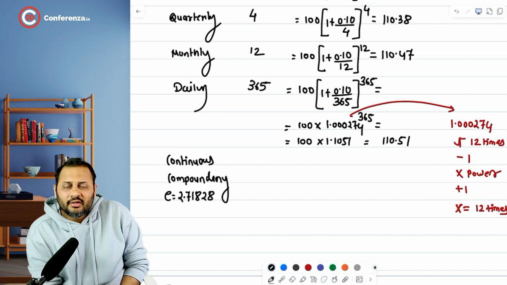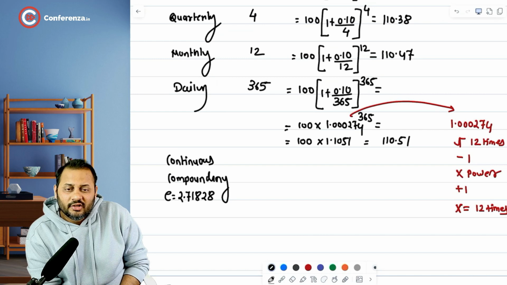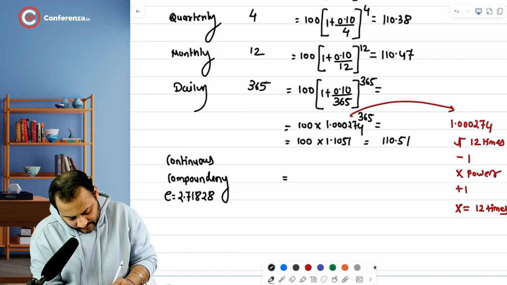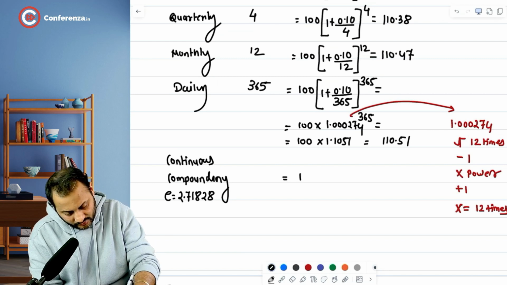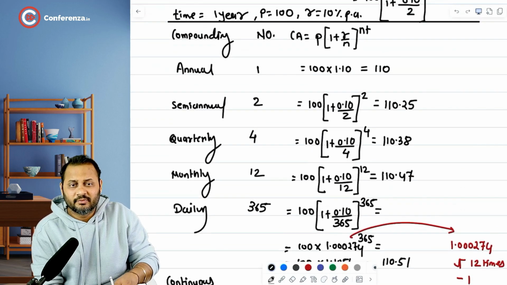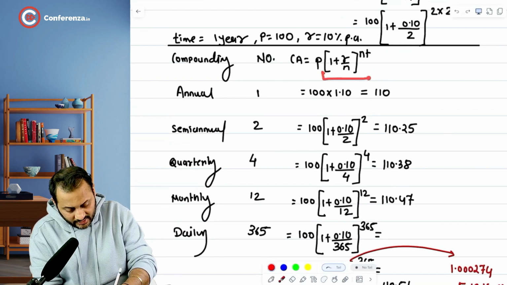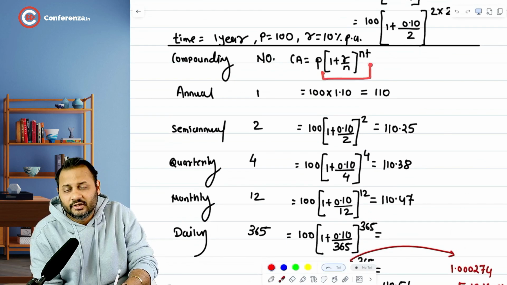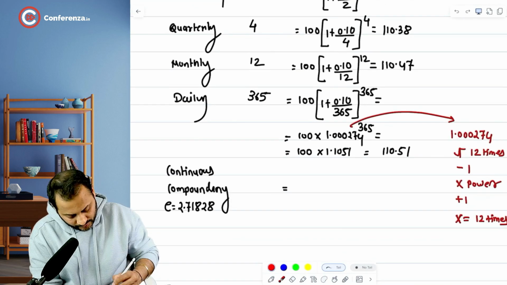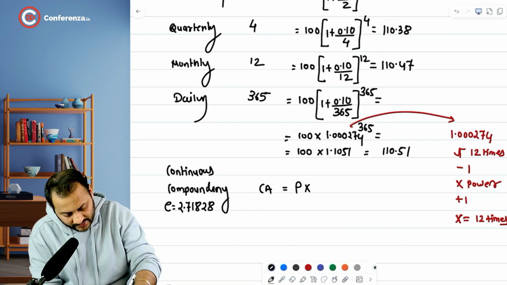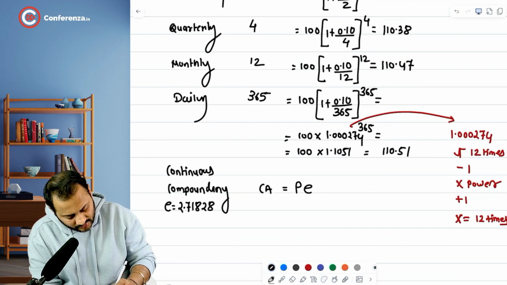Now, how to calculate the continuous compounded value of 100 rupees invested for 1 year? Let's find out. And it's very simple. The formula will be, instead of 1 plus r divided by n to the power nt, this entire figure will be replaced with e to the power rt. So I'm going to start with writing the formula. Compound amount is equal to principal in bracket e to the power rt.